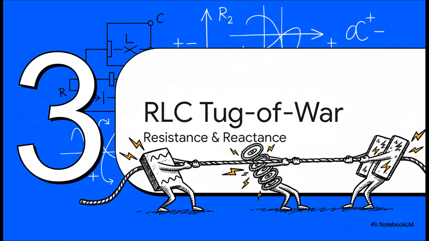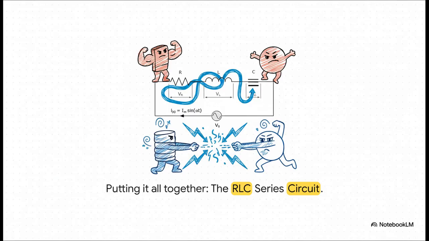Okay, so we've met all our individual characters, but what happens when we put all three of them together in the same circuit, forced to work side by side? Well, this is where the real drama starts. So in what we call an RLC series circuit, the exact same current has to flow through the resistor, then the inductor, and then the capacitor. This forces our three characters to interact, and their totally opposite personalities create this kind of electrical tug-of-war.